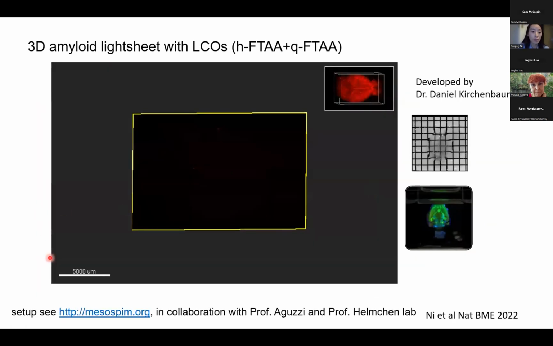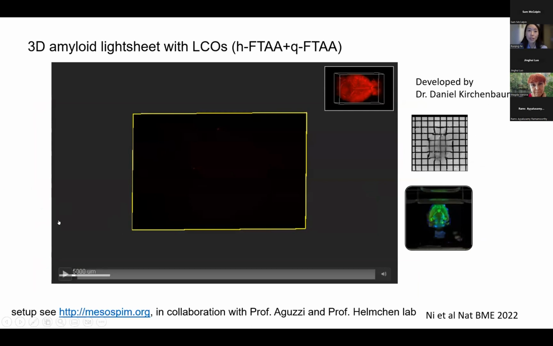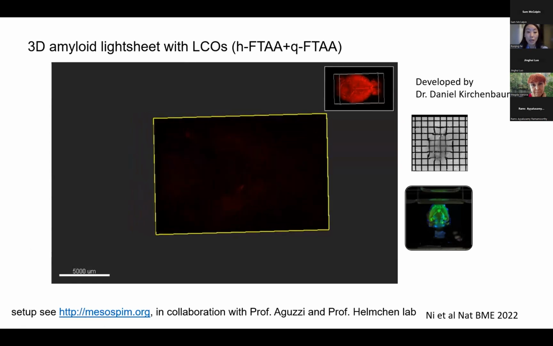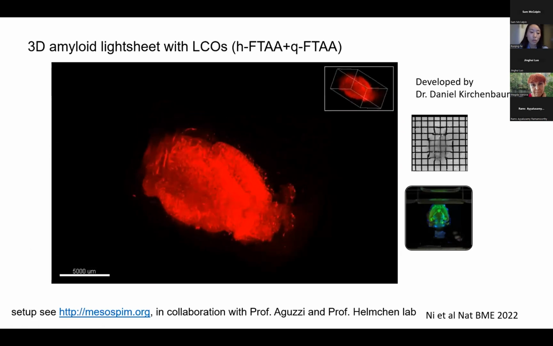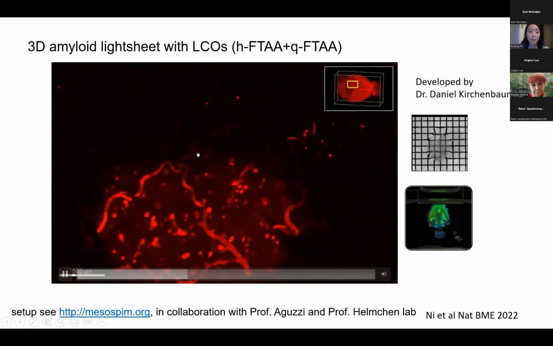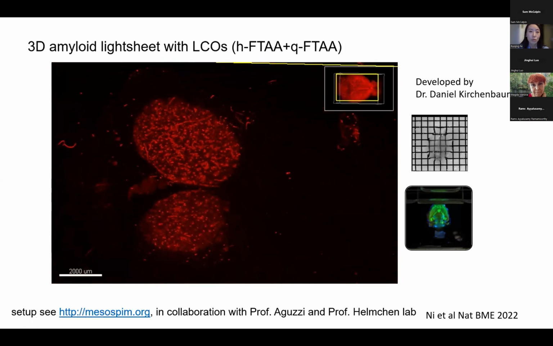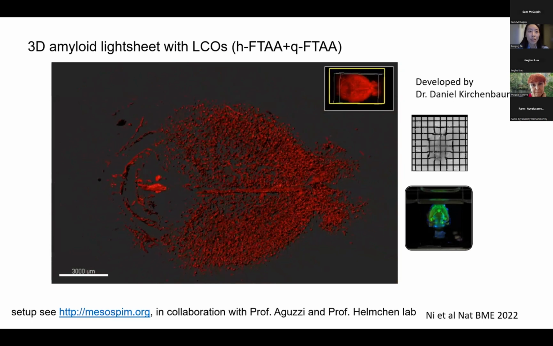So I think I'm almost towards the end. For the ex vivo validation, we collaborated with Professor Adriano Aguzzi's group and Professor Hamchan's group, using mesoSPIM and LCO, which is a combination of HS-169 and qFTAA, to map the 3D distribution of amyloid accumulation in the Arctic A-beta mouse. The setup and details of this method are on the website below. We can see the distribution at 3 micron resolution without sectioning the mouse, which greatly saves our time and validates the findings.